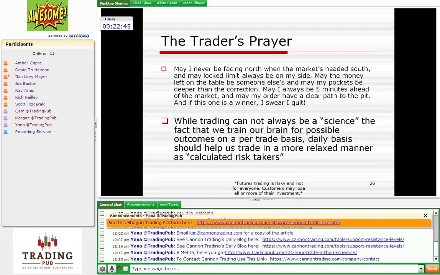May I never be facing north when the market's headed south, and may locked limit always be on my side. May the money left on the table be someone else's, and may my pockets be deeper than the correction. May I always be 5 minutes ahead of the market, and may my order have a clear path to the pit. And if this one is a winner, I swear I quit. So that always makes me smile, no matter how many times I've seen it.